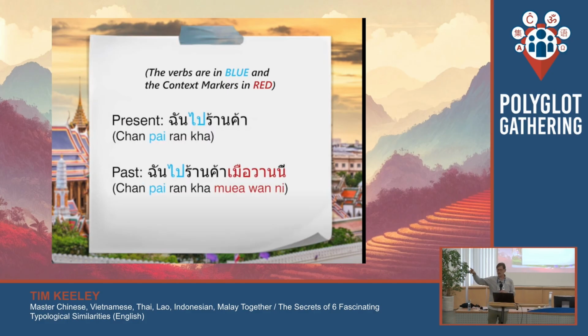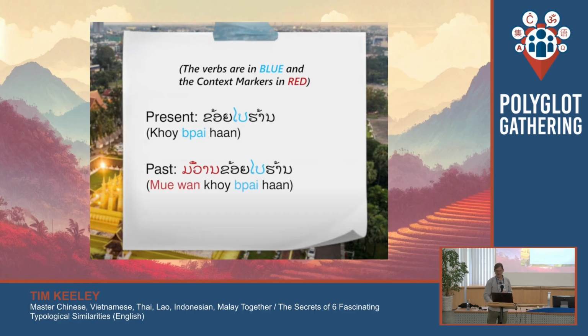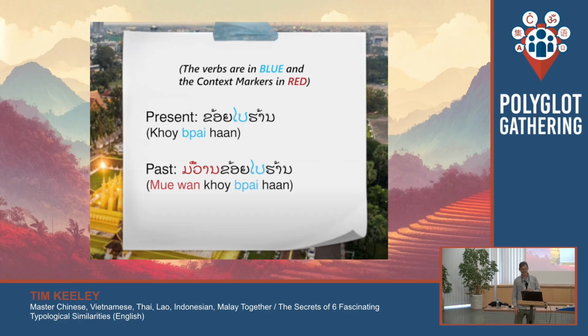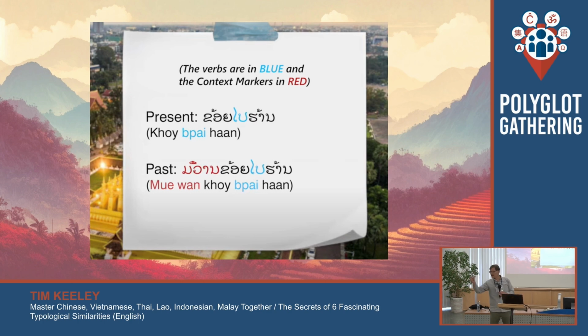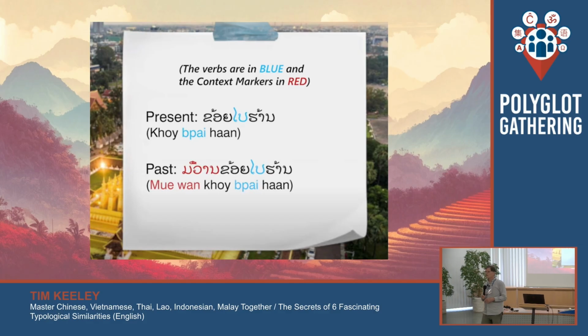Now I want you to watch what I do with Lao to show how related they are. Okay, try to remember that one. Okay, so khoi bai han. All right, and then you had mûa wan née. Now you have it up front. Mûa wan khoi bai han.